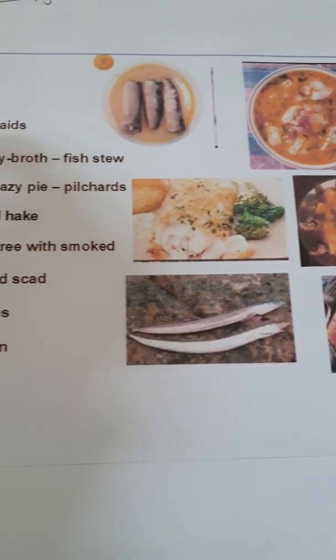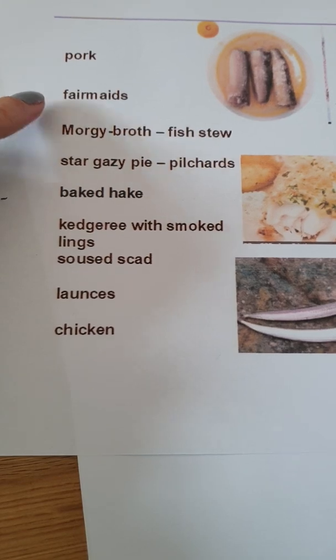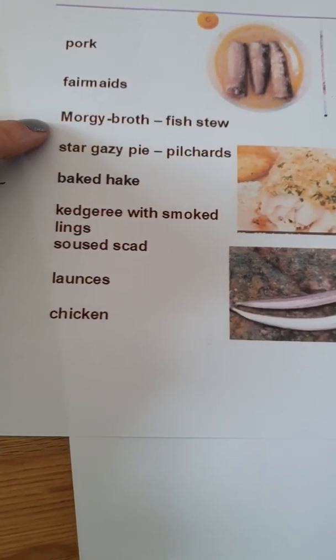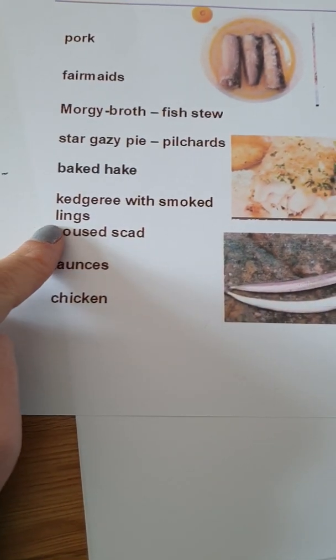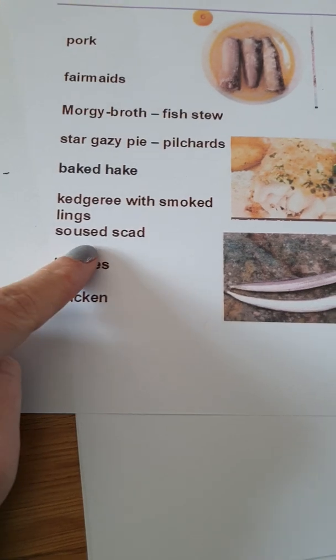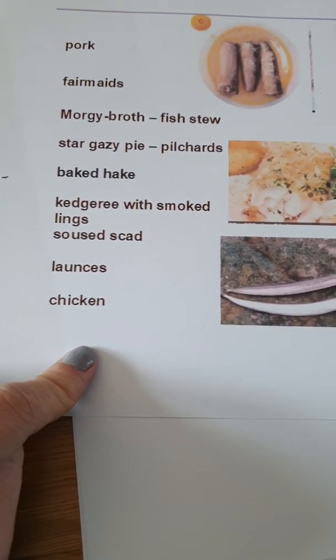Right, we've got some other examples here. We've got fair-maid, morgy broth, fish stew, stargazy pie, we've got pilchard, we've got baked hake, we've got kedgeree with smoked ling, souse, scad, lances and chicken, okay?